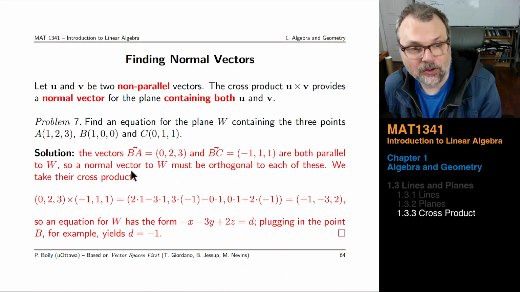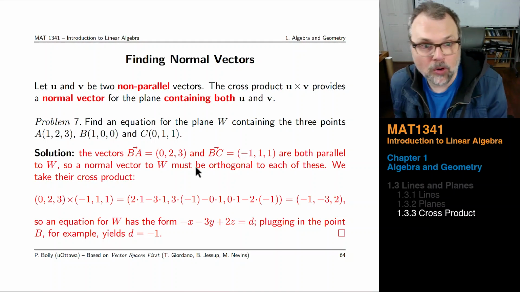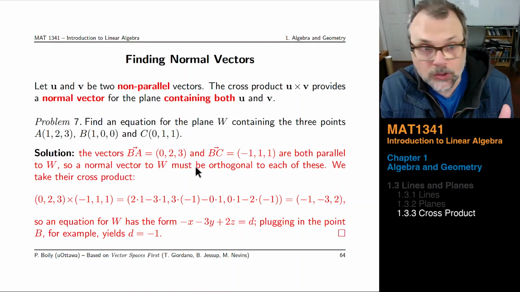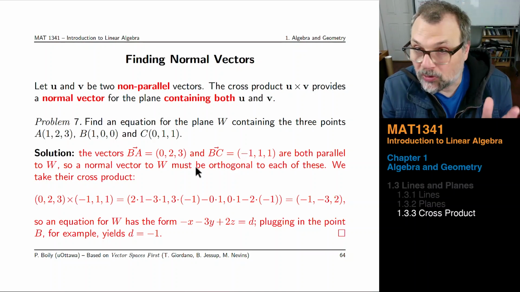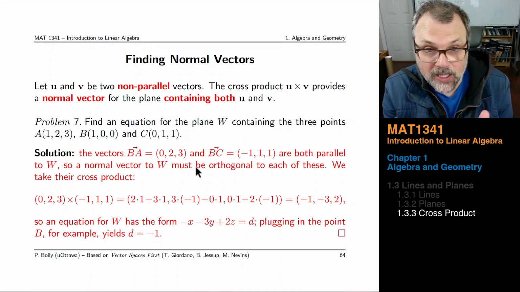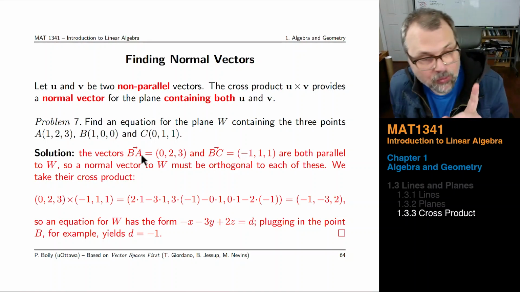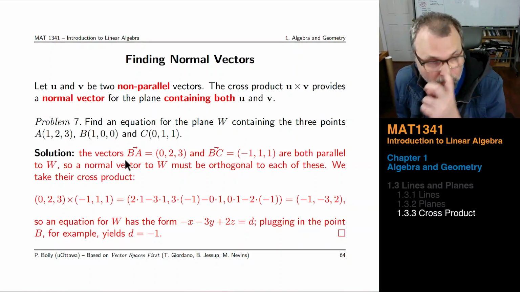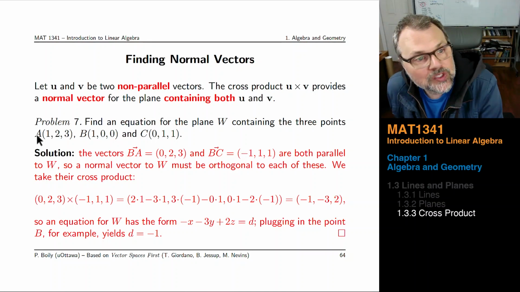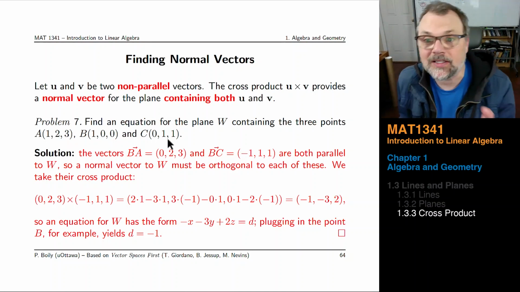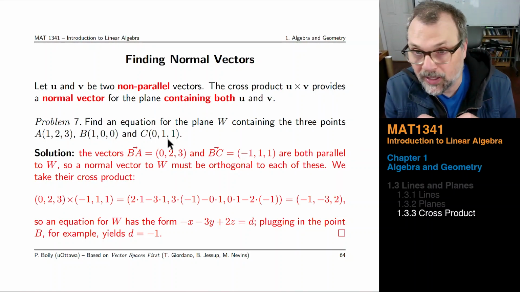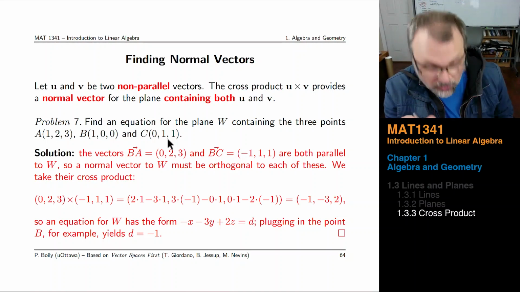A normal vector then would be orthogonal to both of the vectors. So all you really need to do here to get a normal vector to that plane W is to find the cross product of these two vectors. Now, it's important that you notice or remember that you don't want to just use A, B, and C. A, B, and C are points on the plane. They're not vectors in the plane.